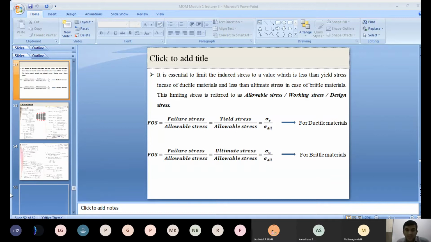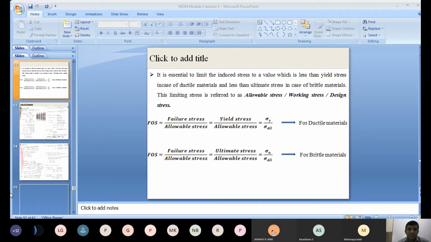In plastic chairs, if you sit on the chair comfortably, it is fine. But if you suddenly sit on the chair, what happens? The plastic will not withstand the load, it will fail. Means its factor of safety is less.